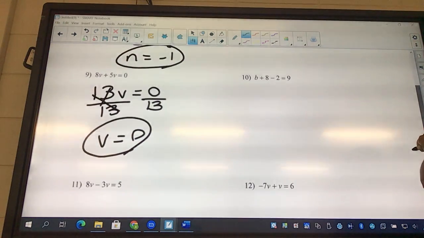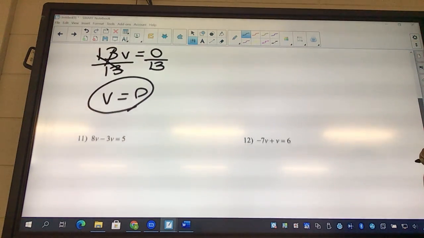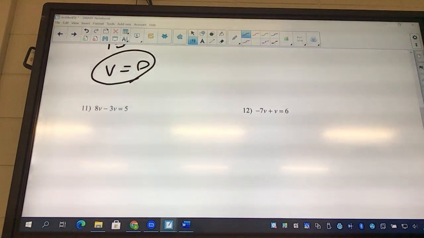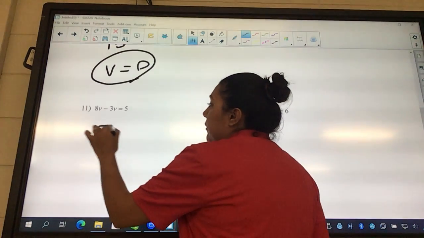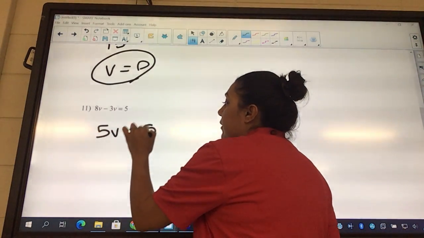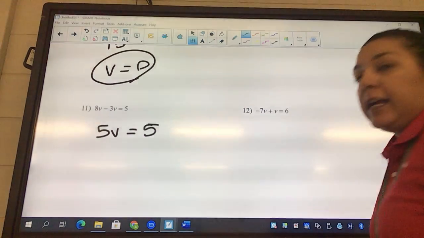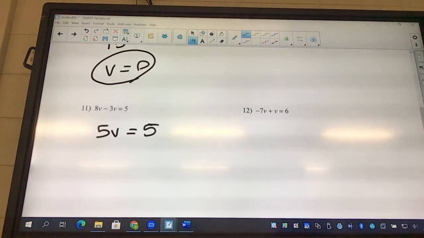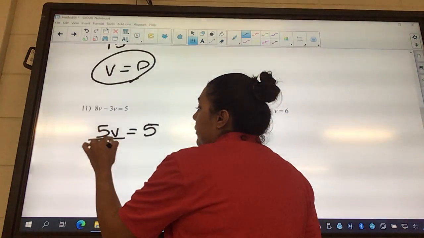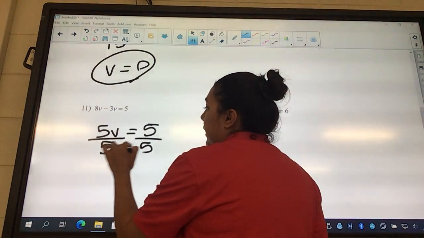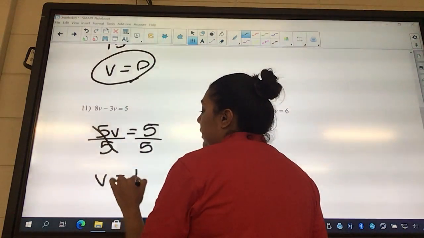Looking at 11, we're going to combine our like terms. We can combine this 8 and this 3 to give me 5b equals 5. We can add or subtract the kid, but there's no kid, so we just divide by 5. So we have b equals 1.